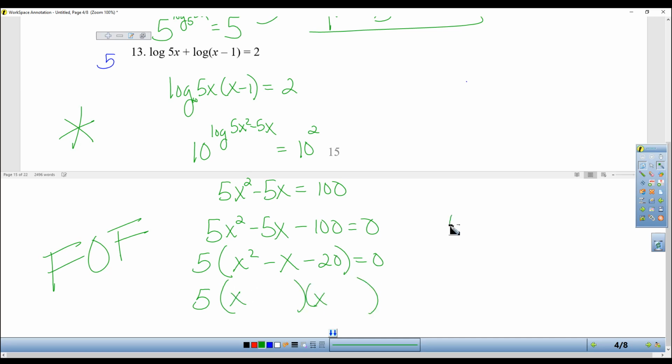And like I said, even though there's lots of factors for 20, 9 times out of 10, it's going to be the ones that are closest together. So let's try the 4 and the 5 first. That gives me a 4x and a 5x. And sure enough, if I make the 5 negative and the 4 positive, I can get that negative 1x in the middle. I'm always shooting for that middle term. So I'm going to make this negative and this positive.